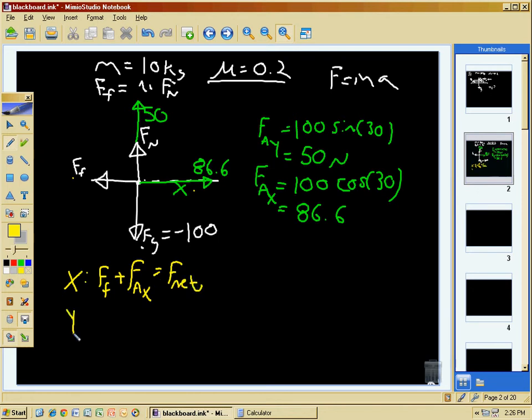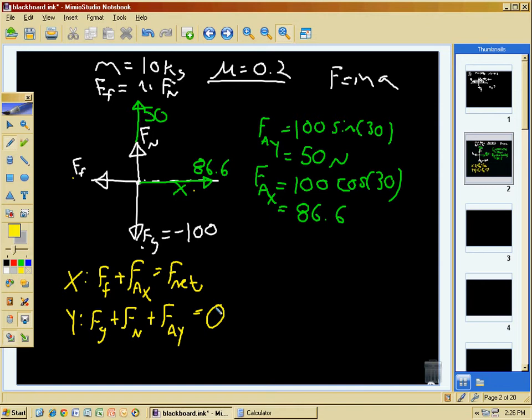In the y direction, we have the force of gravity, we have the normal force, plus we have the y component of our applied force. Now, this box is not accelerating up into the air, so even though we're at non-equilibrium overall, our net force in the y direction is still going to be 0. Well, let's start plugging in what we know.